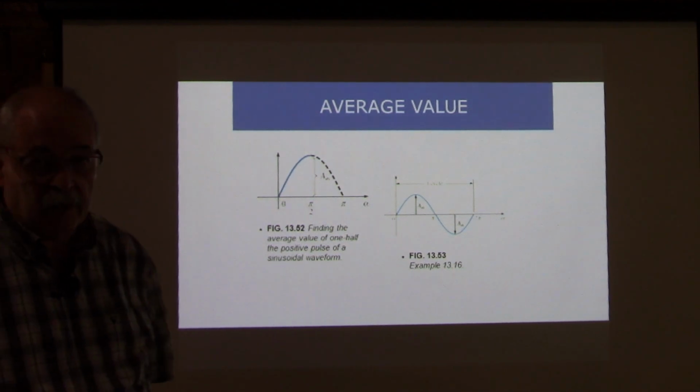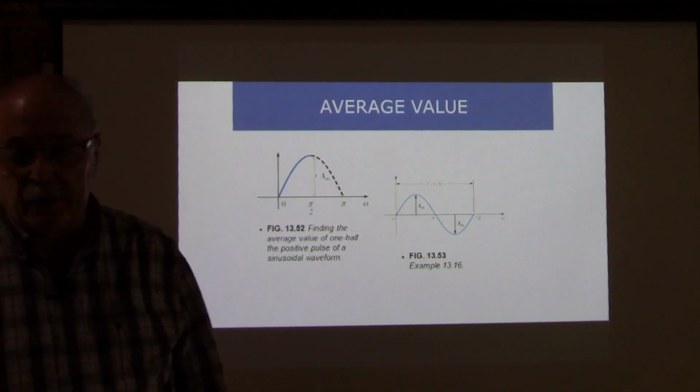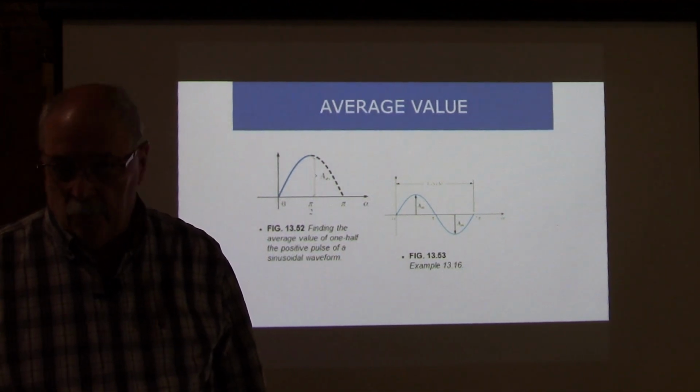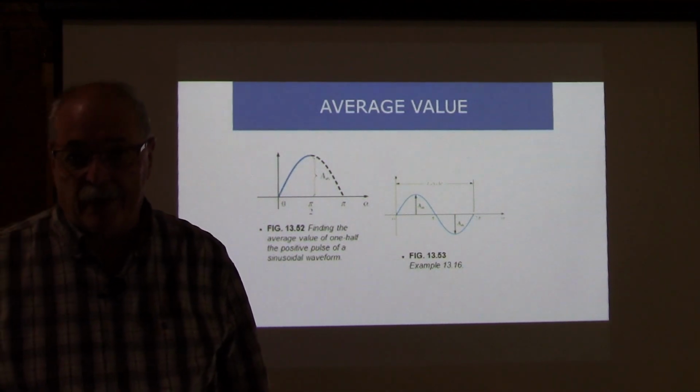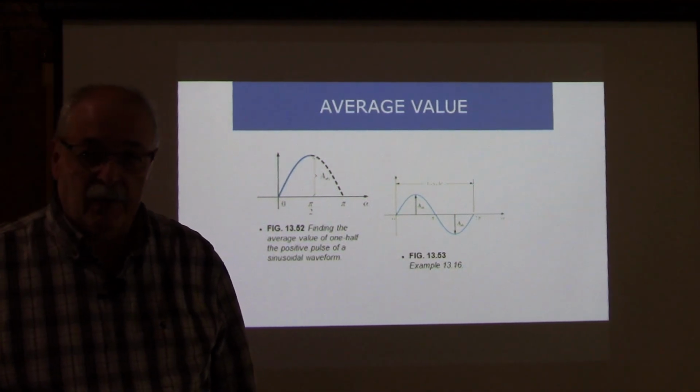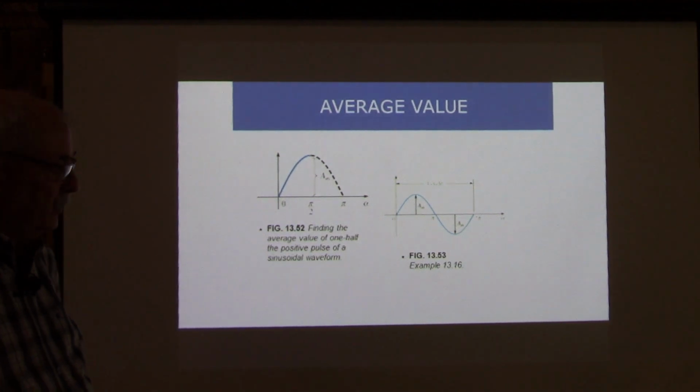If you take your DC multimeter and plug it into the wall receptacle in your home or at school, it's going to read 0. That's the average voltage of what's coming out of that receptacle.